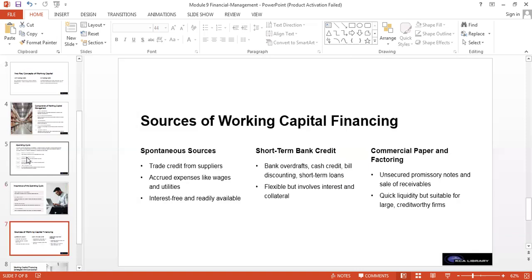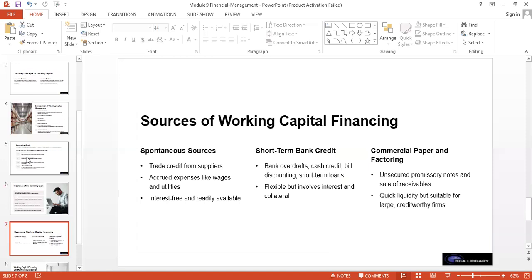The sources of working capital finance. We have the spontaneous sources, short-term bank credit, and commercial paper and factoring. For spontaneous sources, these are trade credit from suppliers and accrued expenses like wages and utilities, and lastly, interest-free and readily available.